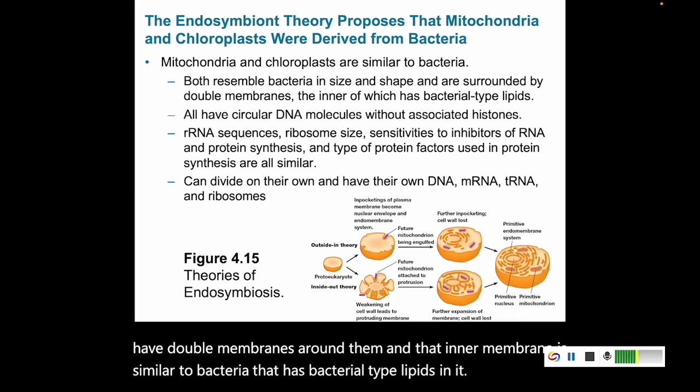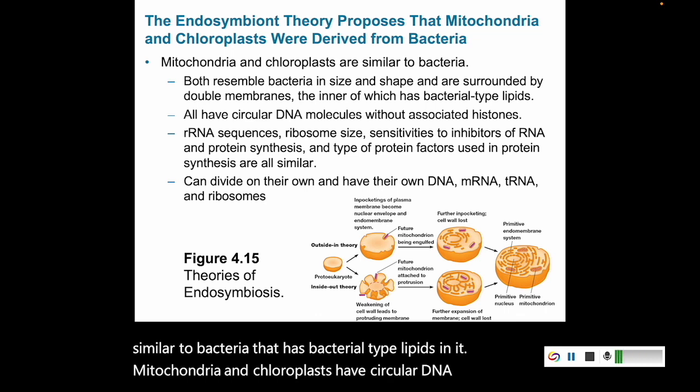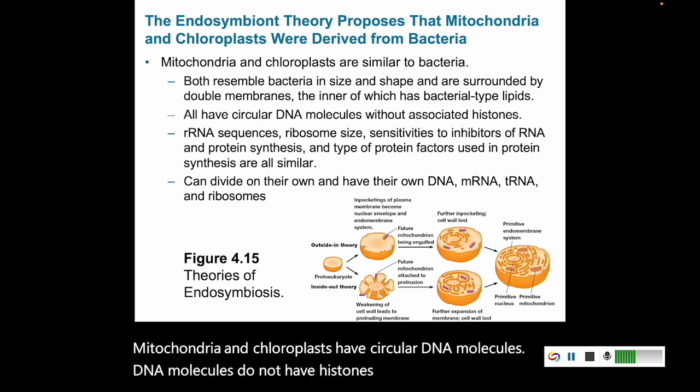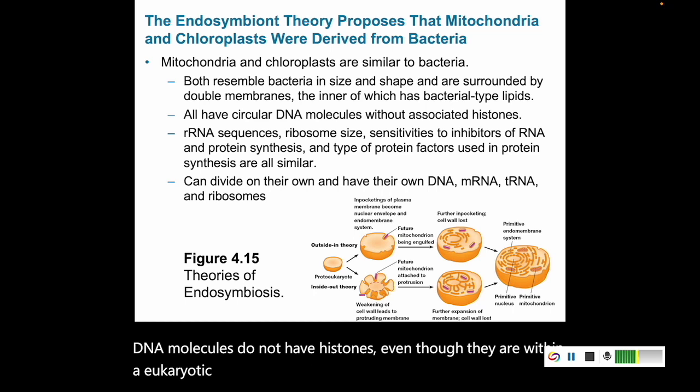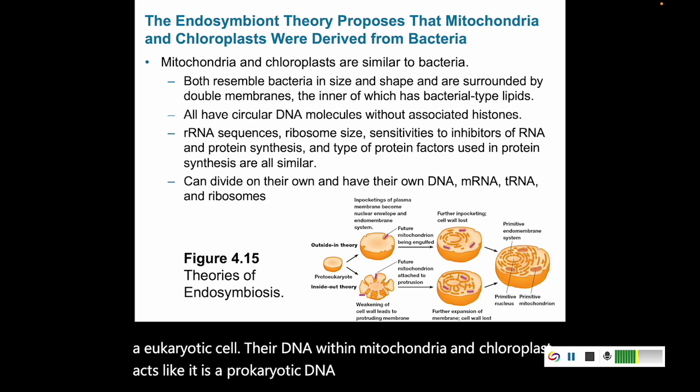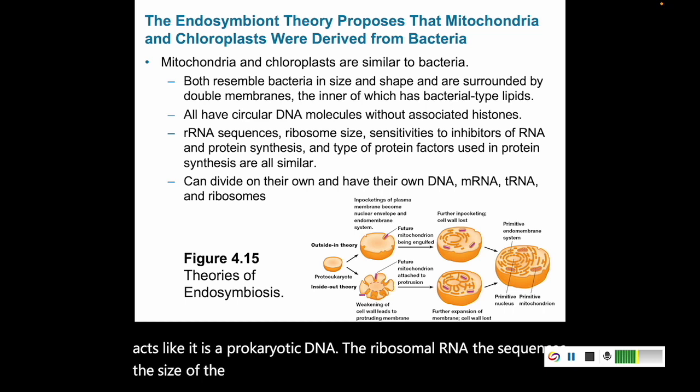Mitochondria and chloroplasts have circular DNA molecules. These circular DNA molecules do not have histones. Even though they are within a eukaryotic cell, the DNA within mitochondria and chloroplasts acts like prokaryotic DNA. The ribosomal RNA sequences and the size of the ribosomes are similar to bacterial structures.